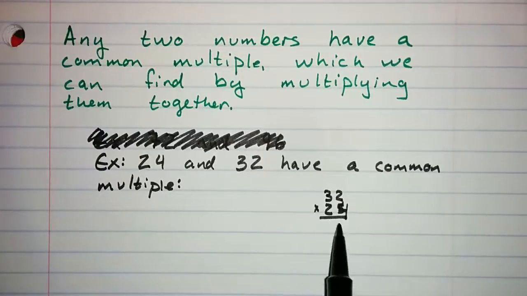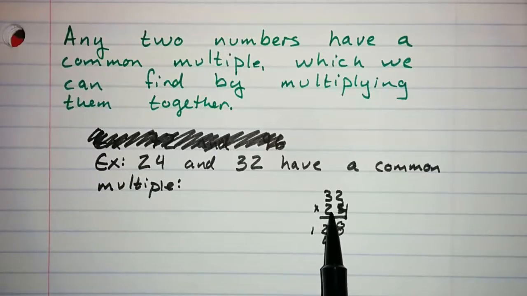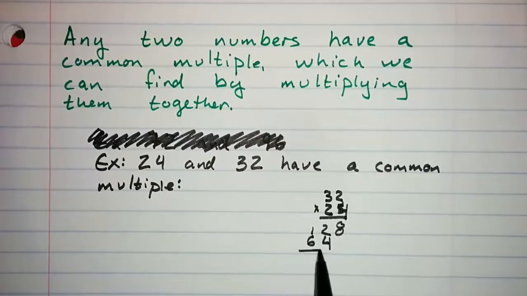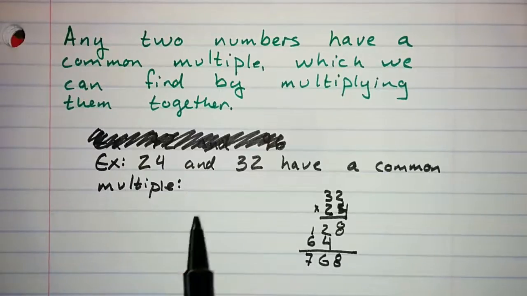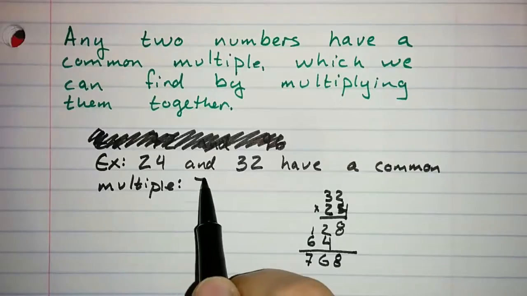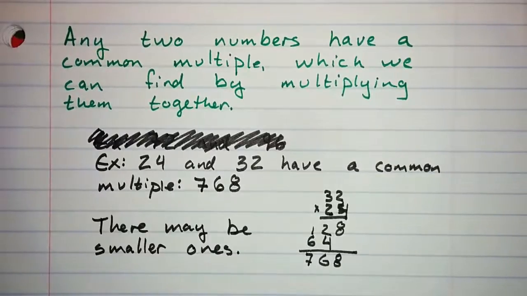24. 4 times 2 is 8. 4 times 3 is 12. 2 times 2 is 4, which I'm writing in the tens place because the 2 here is in the tens place. 2 times 3 is 6. 8, 6, 7. So 24 and 32 have a common multiple, 768. There may, however, be smaller common multiples.